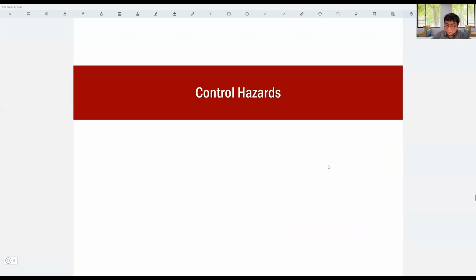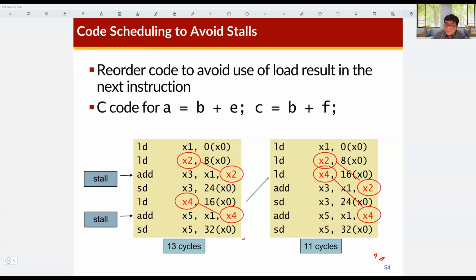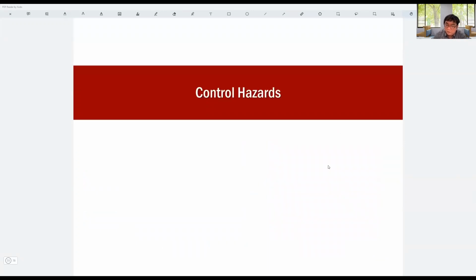So this is the end of the data hazard topic, and I hope every student can understand how to handle data hazards inside of a pipeline processor. This is a very important topic. Before moving on to the next topic, let's take the quiz.